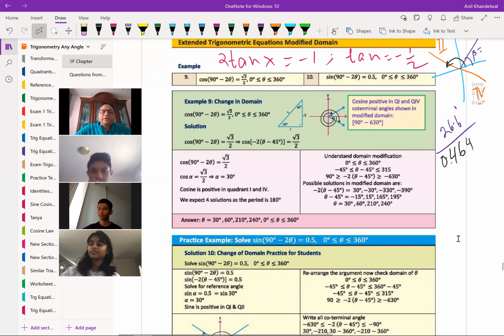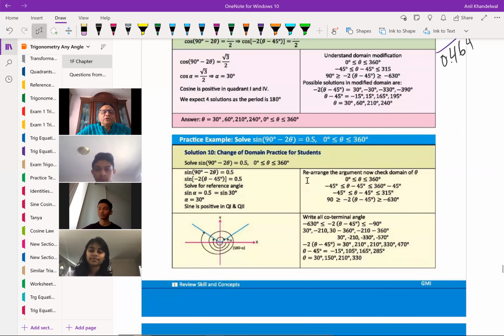I will also upload the video, so you will be in a position to check your answer. Of course, the first step is that cosine is positive in quadrants 1 and 4. You have to find the related acute angle, modify the domain as we have shown here, and get all the solutions. The next question, which is the last question, is example 10: sine of (90 minus 2 theta) equals 0.5 within the interval 0 to 360. Find all possible solutions.